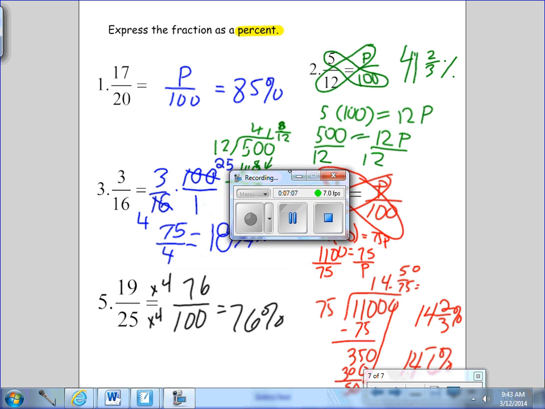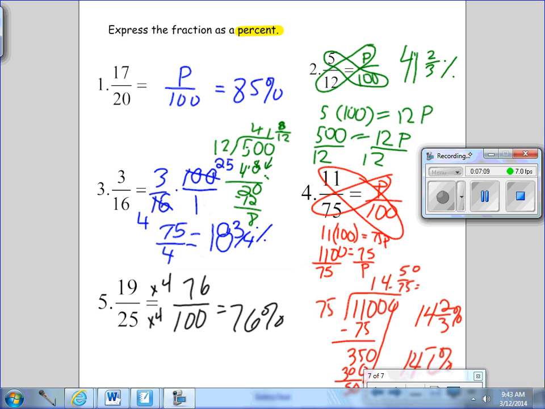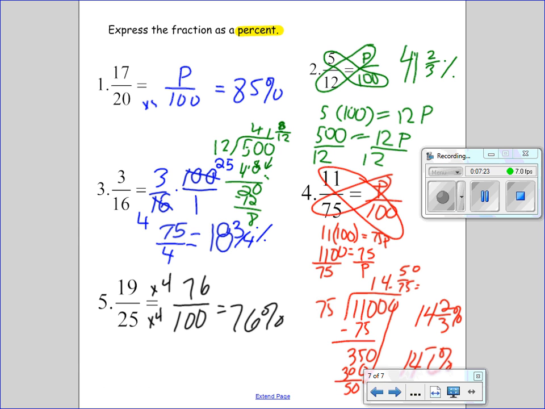So when we're asked to express each of the fractions as a percent, on number 1, I've got 17 over 20 is equal to a percent out of 100. You can do that mentally because 20 times 5 is 100. 17 times 5 is 85. So 17 out of 20 is 85%.